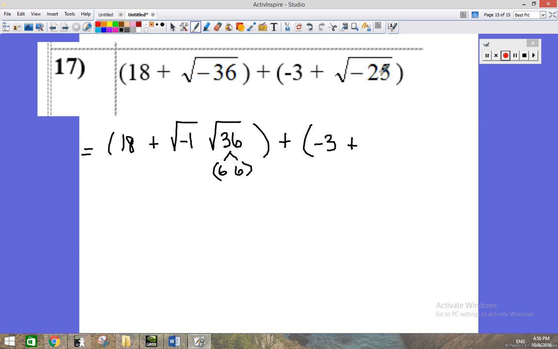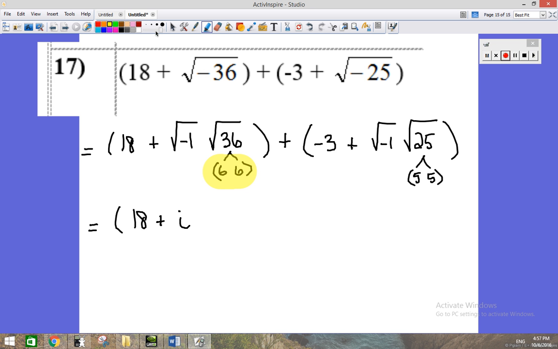We're going to do the same thing with the square root of negative 125. We're going to break it down to the square root of negative 1 times the square root of 25, and since 5 times 5 is 25, we know that we can simplify that square root. So we have 18. By definition, the square root of negative 1 is i, and the square root of 36, well, because we found a pair there, we know that this is times 6.